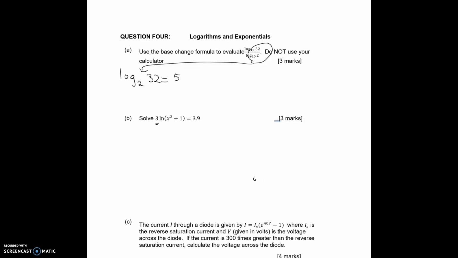The next one, solving log equations. Remember, you've got to clear this first, so it would be natural log x squared plus 1 equals 3.9 over 3, which is 1.3. Take each side to the power of e, so you get x squared plus 1 equals e to the 1.3. x squared equals e to the 1.3 minus 1, and then x equals plus or minus the square root of e to the 1.3 minus 1. 3 marks.